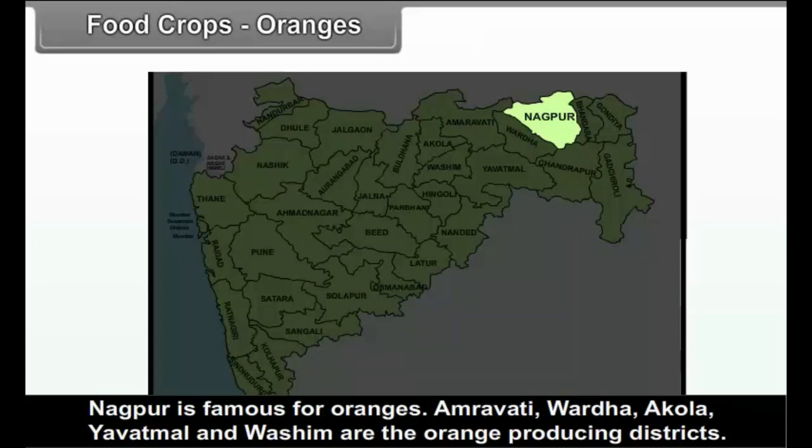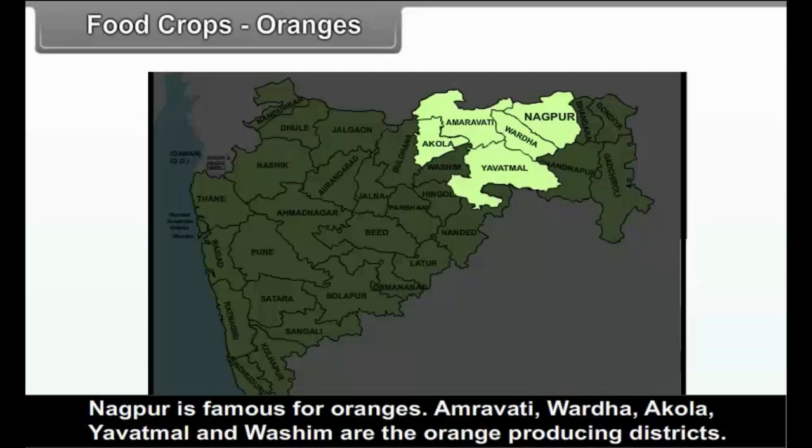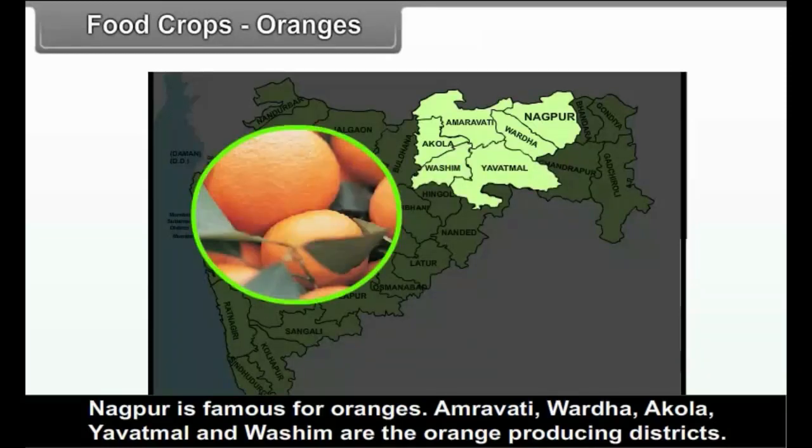Nagpur is famous for oranges. Amravati, Wardha, Akola, Yavatmal and Washim are the orange producing districts.